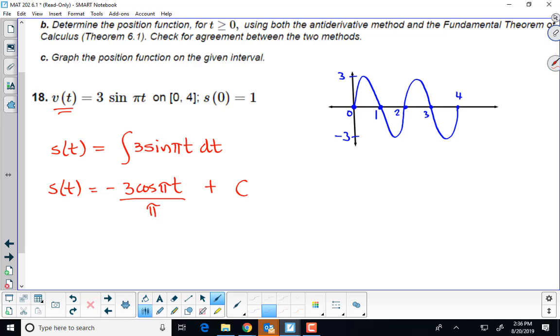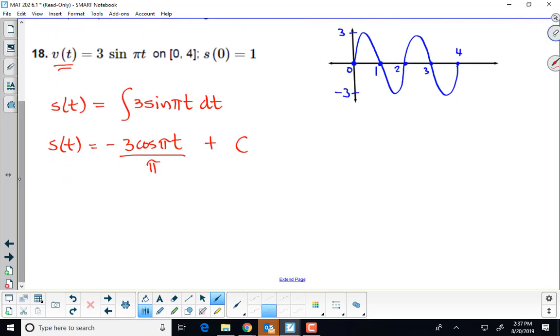Okay, so this position has this random constant out here. We need to figure out what that is. We find that constant by using our initial position. So we come down here and we say, oh, S of 0 is 1. So if we plug in 0 for t on both sides, we're going to get a 1. So S of 0 is 1. If I plug 0 in on the right, that should also give us 1.